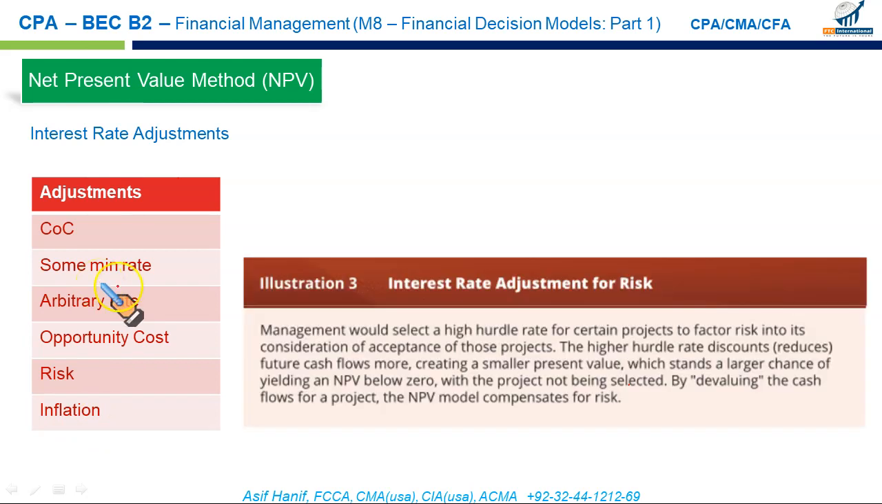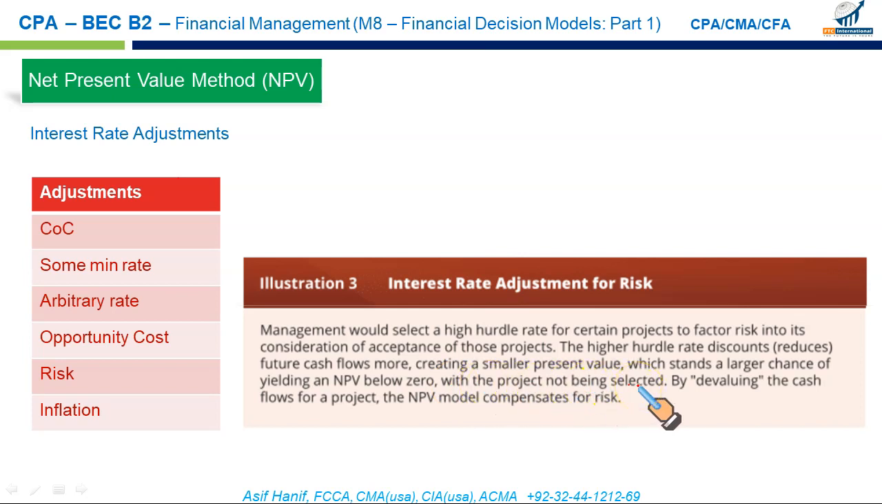Let's take this illustration. Management would select a high hurdle rate for certain projects to factor risk into its consideration of acceptance of those projects. When a project has higher risk, it should be discounted at a higher rate so as to compensate for the higher risk. The higher hurdle rate discounts or reduces the future cash flows more, creating a smaller present value, of course. Remember, this is an important point. The higher the discount rate, the lower the present value of inflows, which stands a larger chance of yielding an NPV below zero, with the project not being selected.